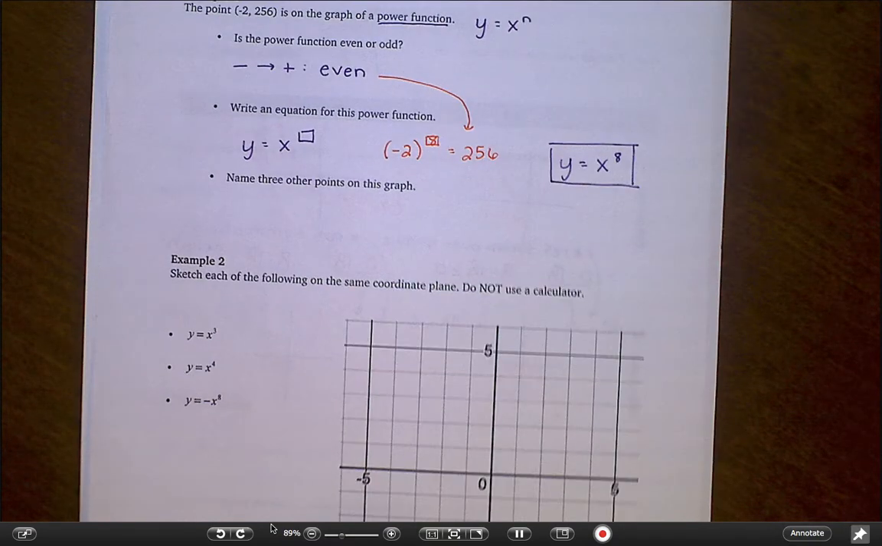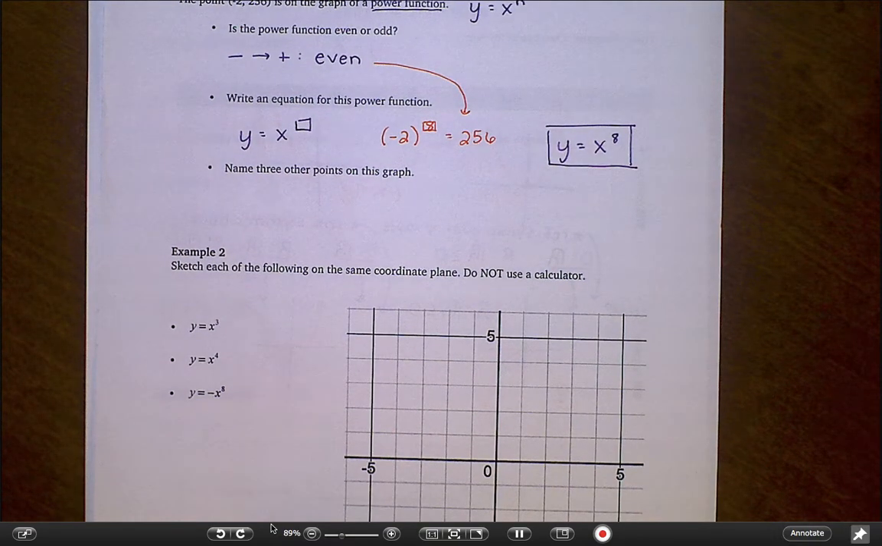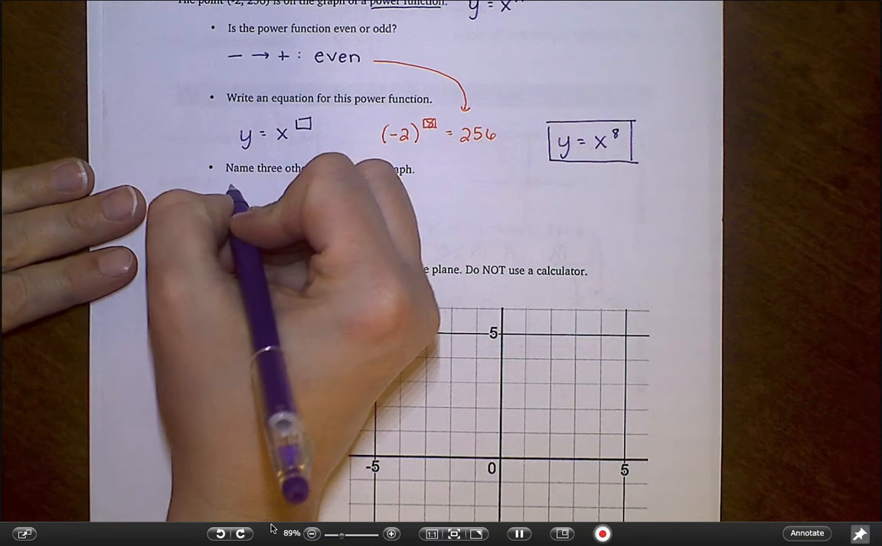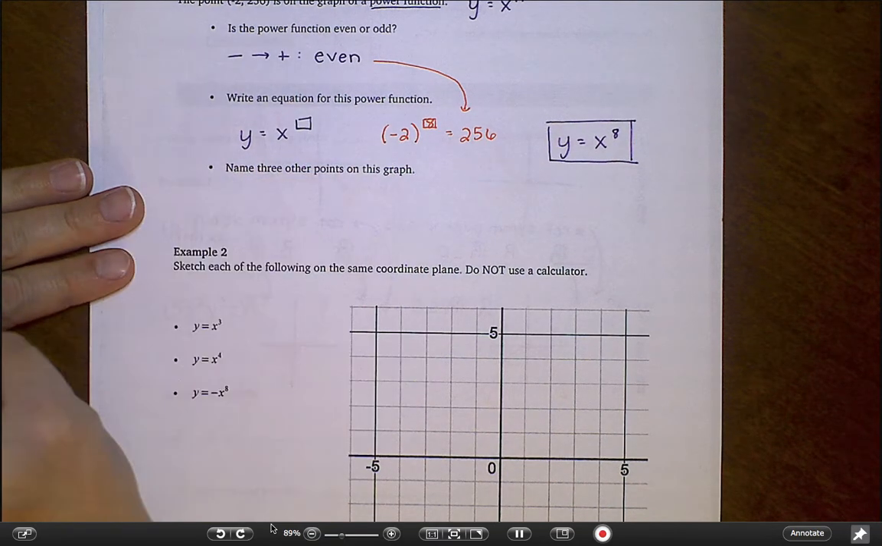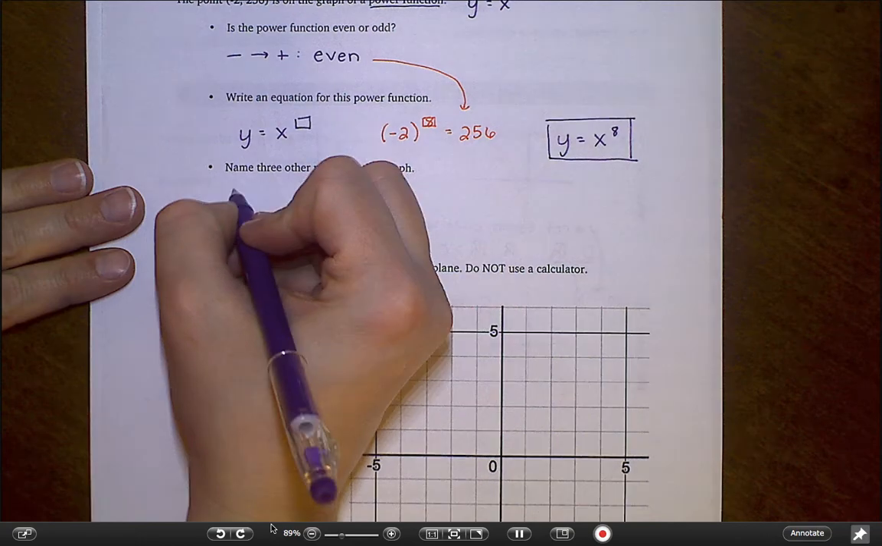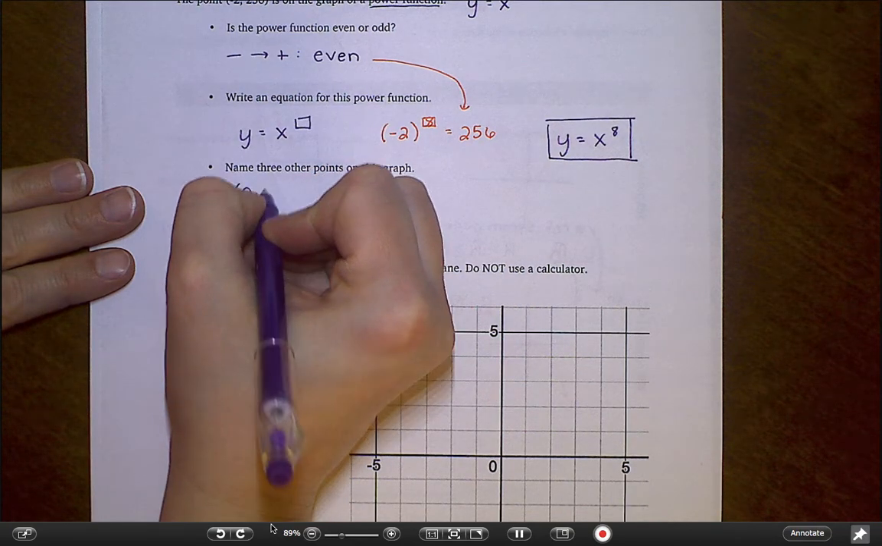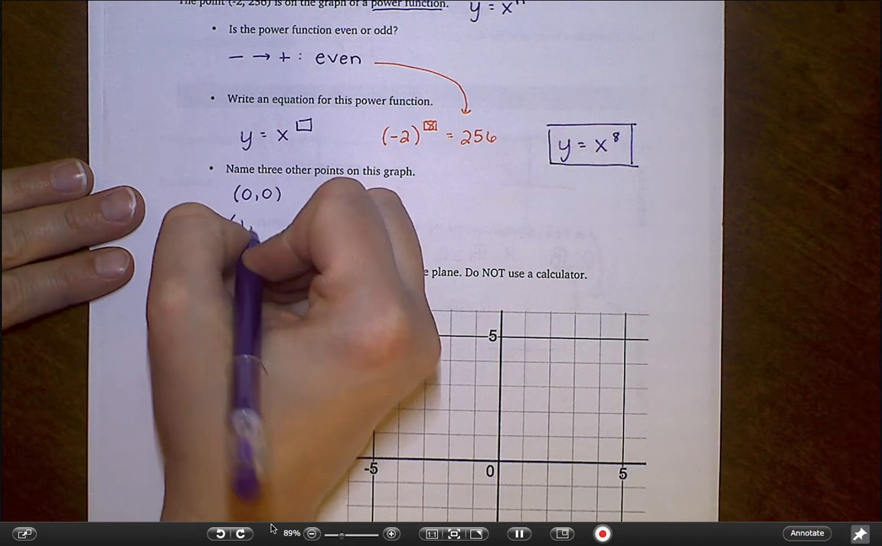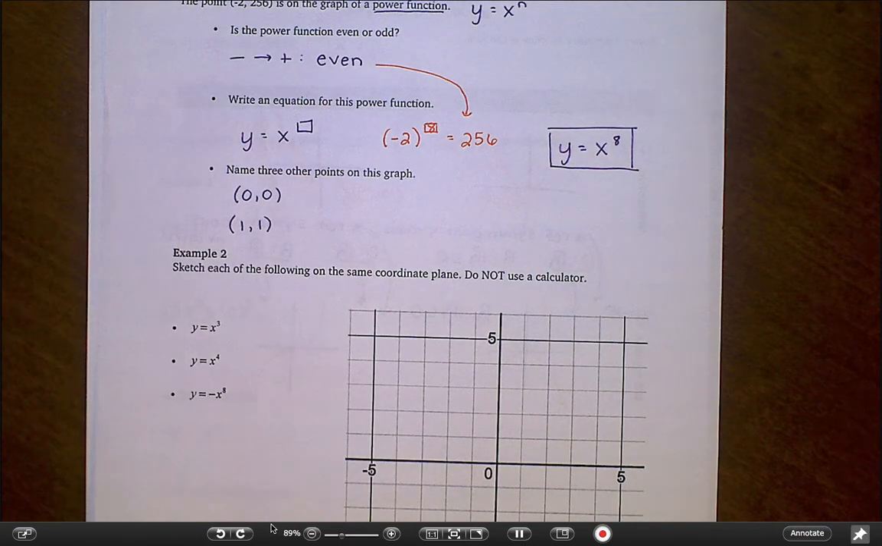Name 3 other points on this graph. We have talked about 2 points that are on every power function. So the very first thing I would do is list those 2 points. Those 2 points are, another good time to pause and see if you remember, but (0, 0) and (1, 1) are automatically on any power function. Now I just need one other point.